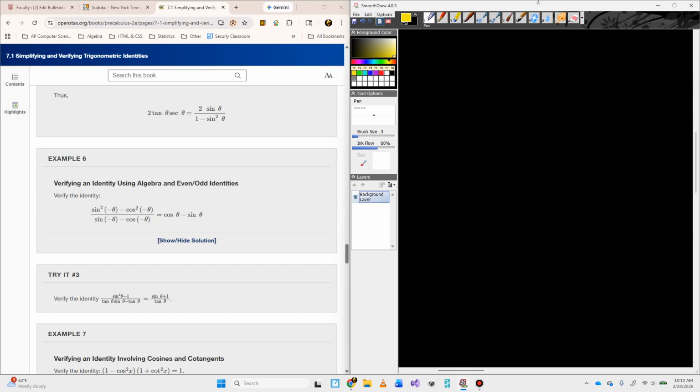I can recognize that sine squared negative theta is sine squared theta, and cosine squared negative theta is cosine squared theta. So that's still going to be written as sine squared theta minus cosine squared theta, and that's going to be all over negative sine theta, and that's going to be over minus cosine theta.